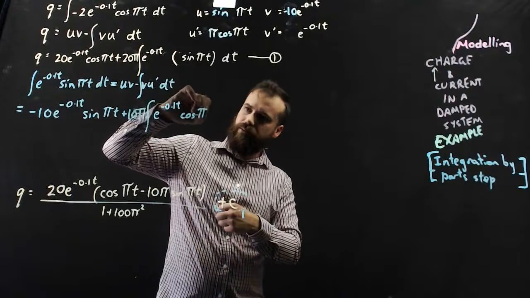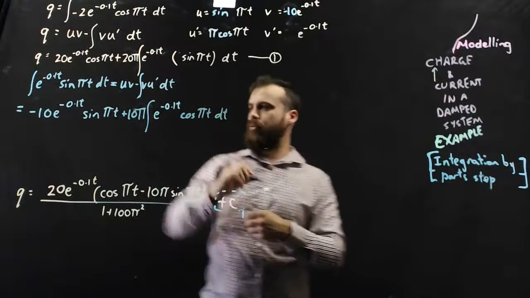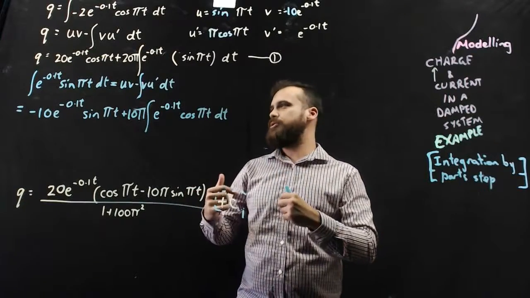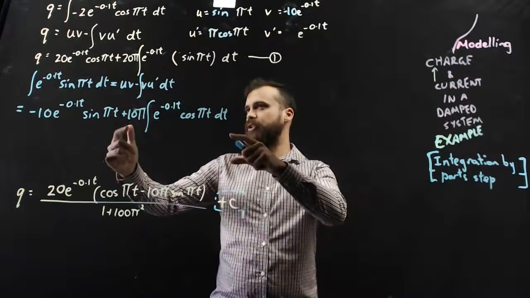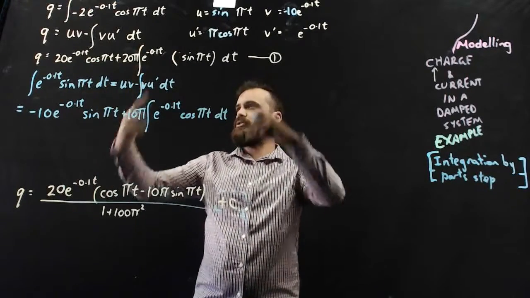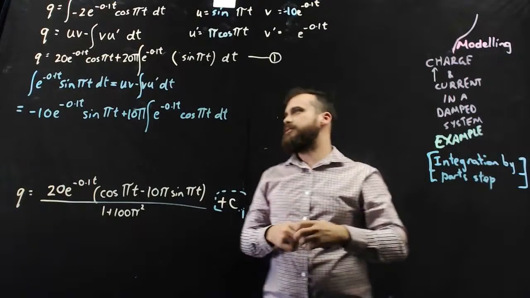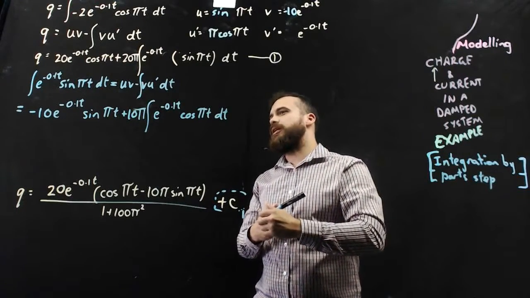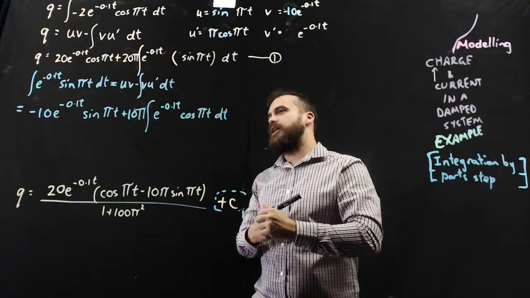Cos pi t with respect to t. Alright, so you should be used to this now. We've got this function here, we've got this function here. We should be able to do some substitution to make this thing work, because we have a repeated function here.